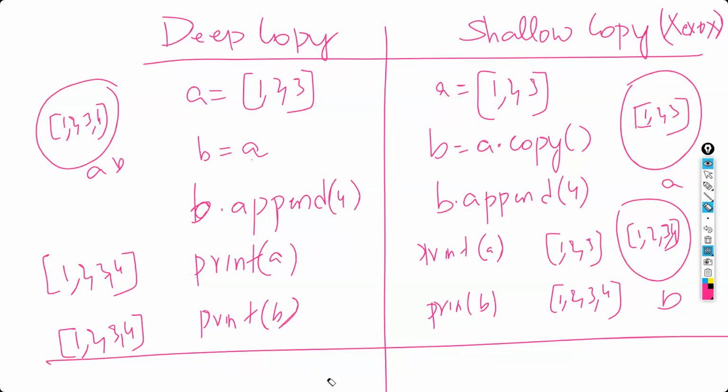Now you can write in the notes step by step. If it is clear, write in the notes. If it is not clear, first ask me before writing. What questions do you have? Dot copy will create a Xerox. If you don't write dot copy, by default it is the same object.